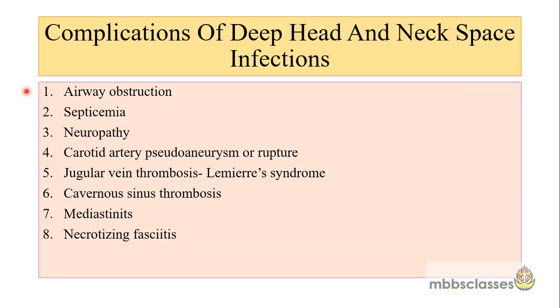Coming to the complications, in general for the deep head and neck spaces, we have already discussed the complications in the class on retropharyngeal abscess. Now, the complications are airway obstruction, septicemia. When it involves the other parapharyngeal spaces, it can lead to neuropathy, carotid artery aneurysm rupture, then jugular venous thrombosis. This syndrome is called the Lemierre syndrome. It can also lead to cavernous sinus thrombosis, mediastinitis once the infection tracks down into the posterior mediastinum, and sometimes it can also lead to necrotizing fasciitis.